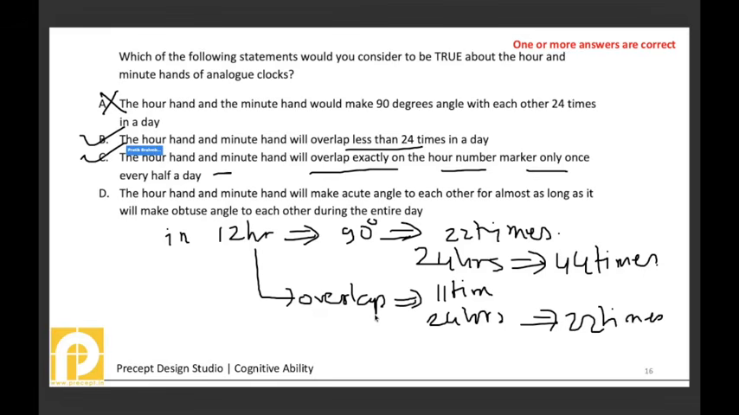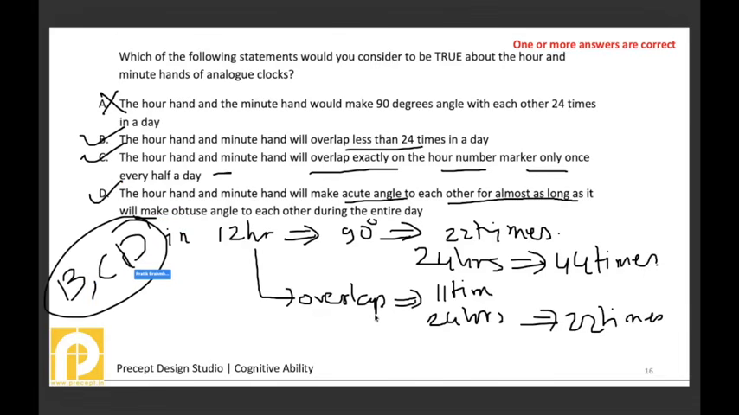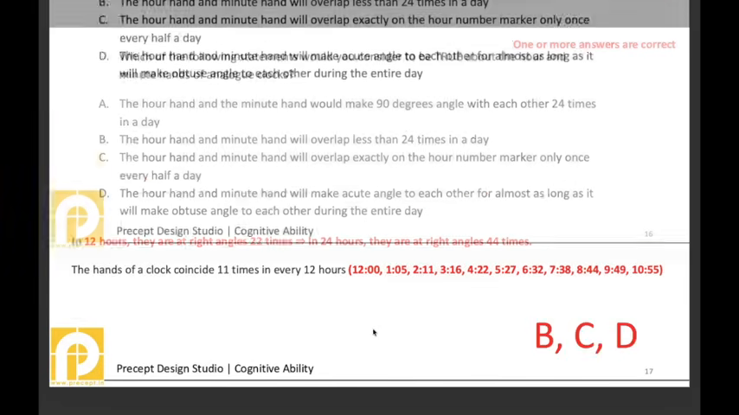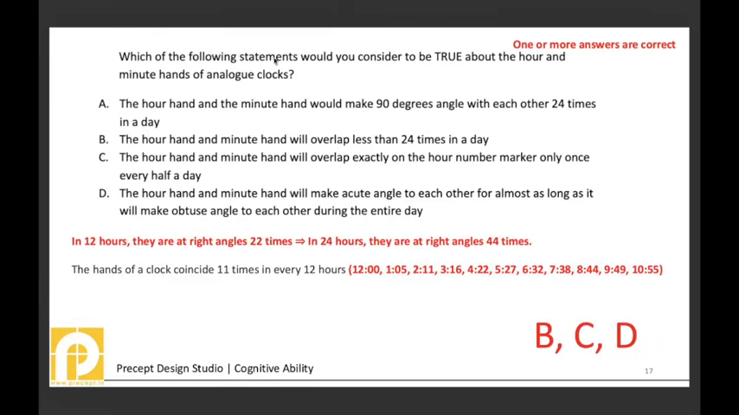So C is correct. D says the hour and minute hand will make an acute angle to each other for almost as long as they make an obtuse angle. Yes, that is also correct. So the correct answer is B, C and D. All three are correct here. Okay, we'll move to the next one. This is the same thing: in 12 hours they make a right angle 22 times, so in 24 hours they make a right angle 44 times. And the hour and minute hand coincide 11 times in 12 hours. We'll move to the next one.